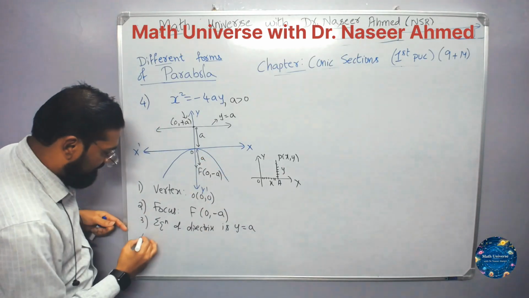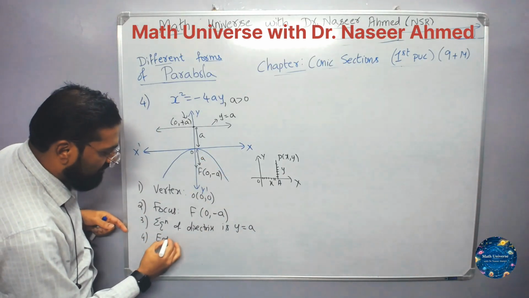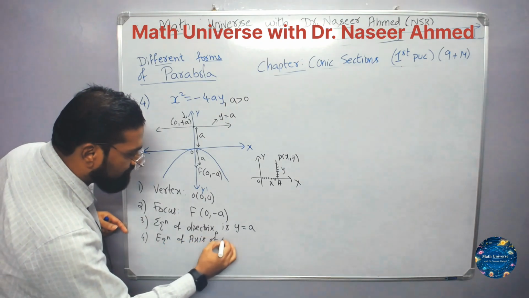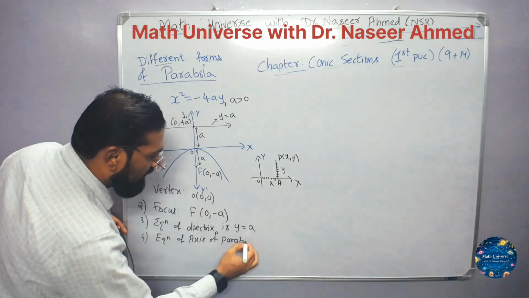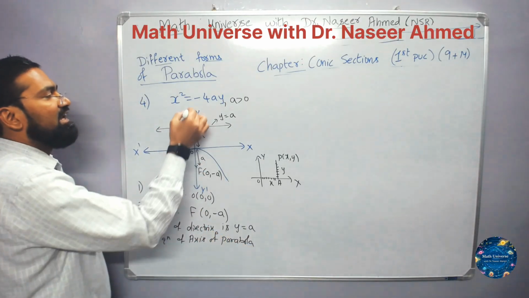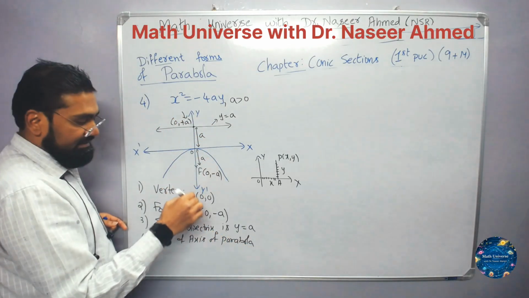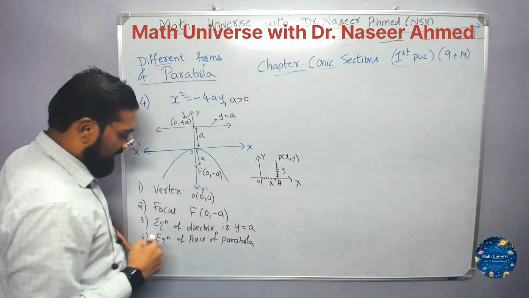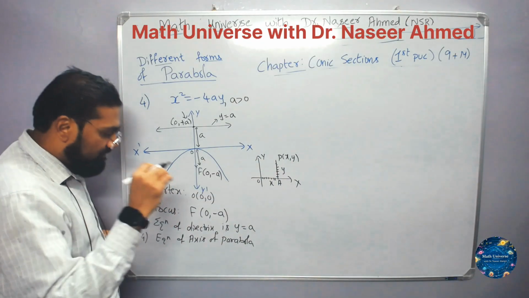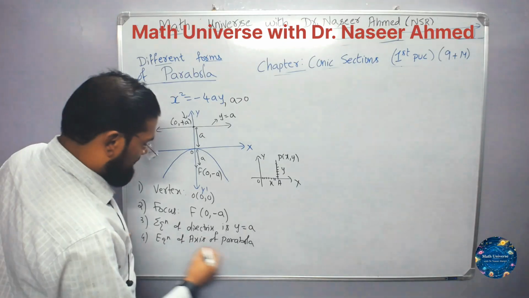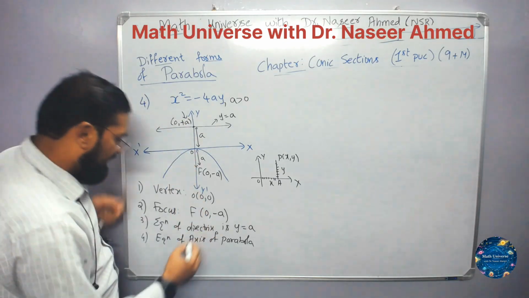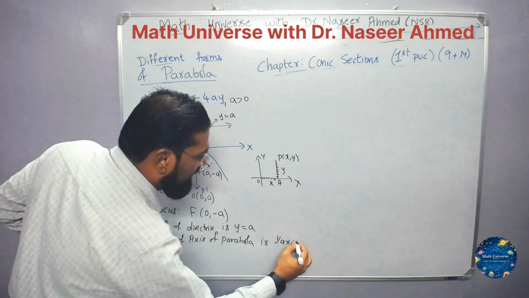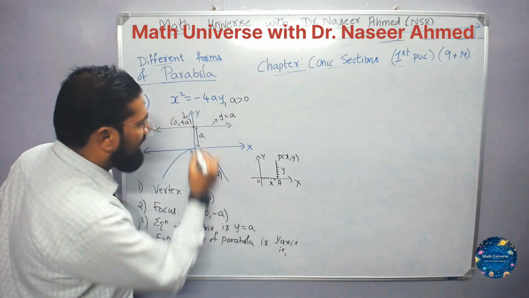Next comes the equation of the axis of the parabola. Which axis is that? See carefully, this is the y axis. To be specific, I can say negative y axis. Even in the remaining cases, I can say the positive or negative part of the axis. So the axis is the y axis, and its equation is x equal to 0.